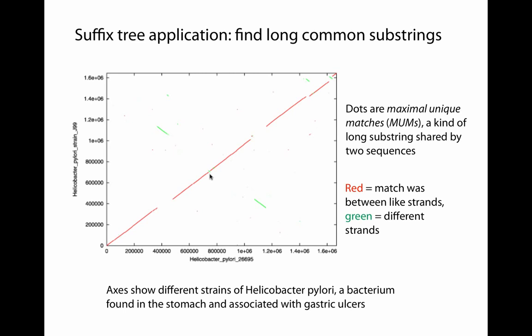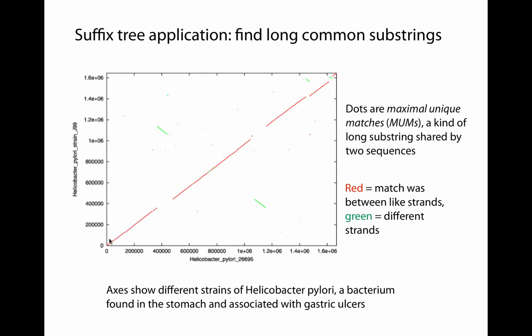And maximal unique matches are just a kind of long substring that's shared by the two sequences. The difference between red and green is whether the match was between like strands or different strands of the DNA. So this is one way that people like to compare two genomes. And once you've compared the two genomes this way and made a plot that looks like this, often called a dot plot, it's easy to see what some of the major events were in evolution that distinguished these two strains.